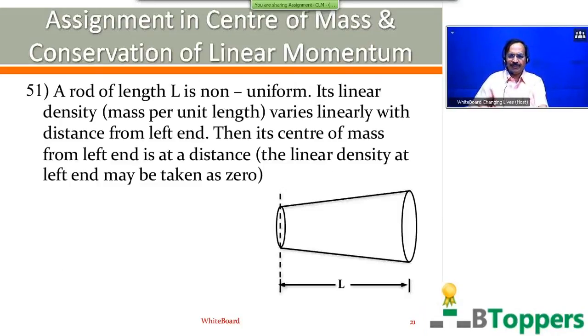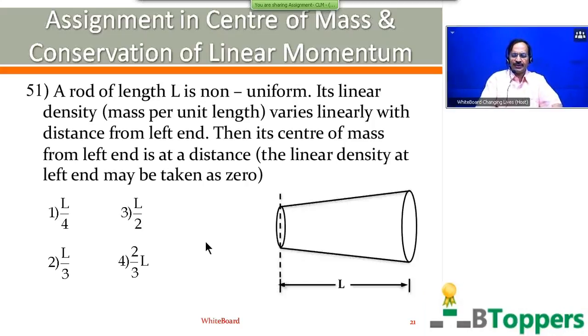See the question number 51. Rod of length capital L is non-uniform. Its linear density, mass per unit length, varies linearly with distance from left end. Then its center of mass from the left end is at a distance. The linear density at left end may be taken as 0. So you are shown 4 options on the screen in terms of capital L. Come on, try the question.